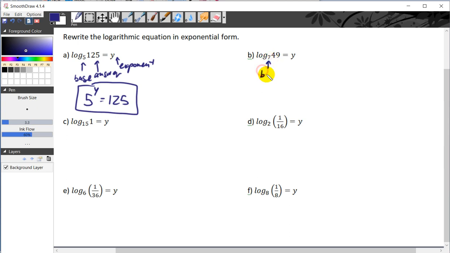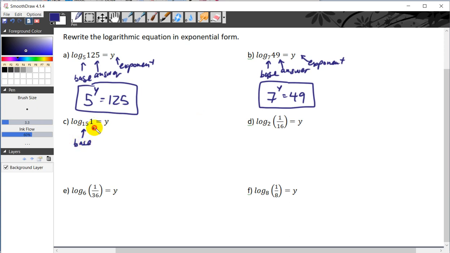Okay, so let's look at this one. We need to identify our base, then our answer, and then the exponent. So this is 7 raised to the power of y equals 49. Let's keep going. This is our base, this is our answer, this is our exponent. Base is 15, raising it to the power of y. Our answer is 1.